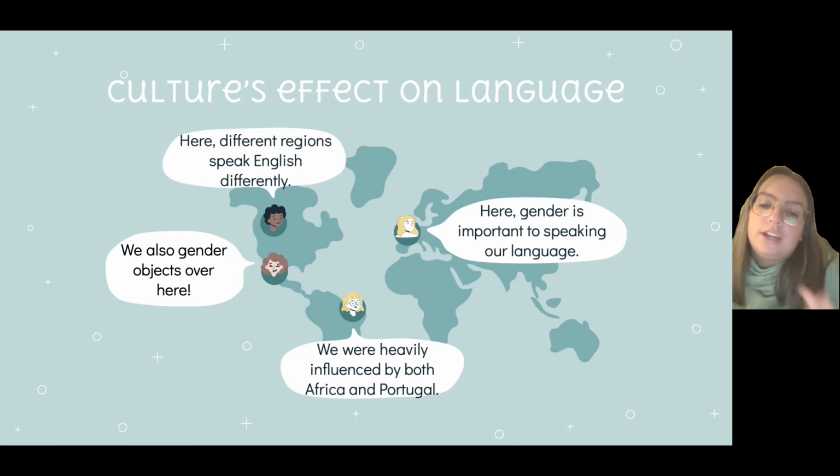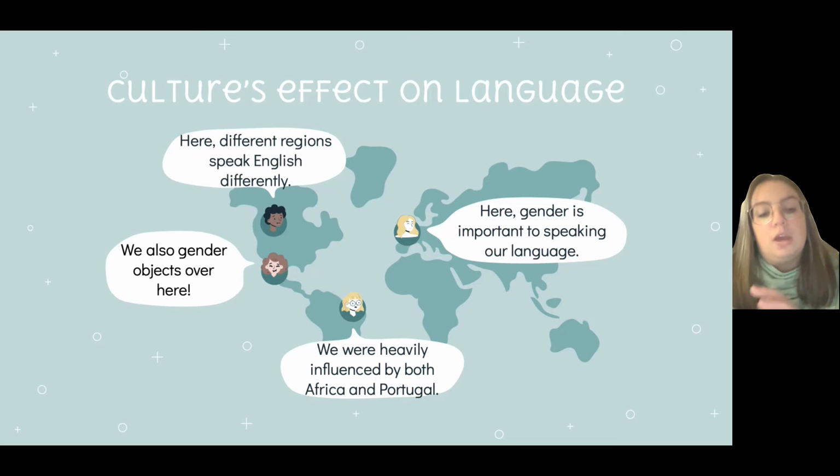So over here in the European area, which is supposed to be France, it says here gender is important to speak our language. So in French, they actually gender every object, or I guess every noun. So you can tell, like, when French was evolving, that gender was very important.